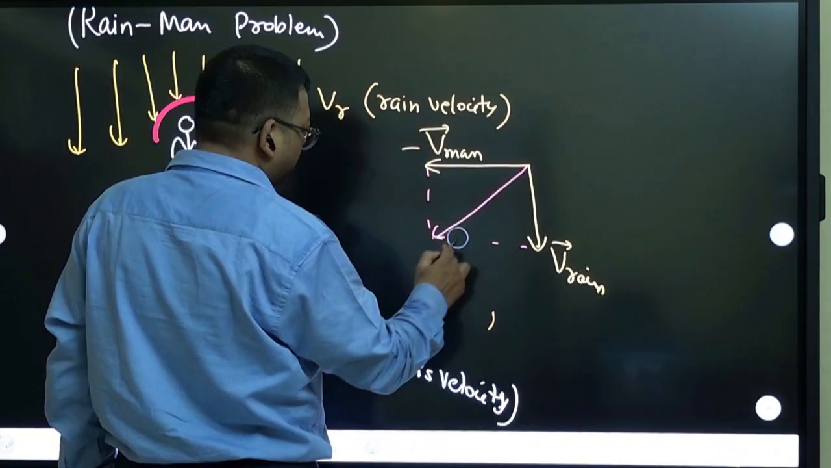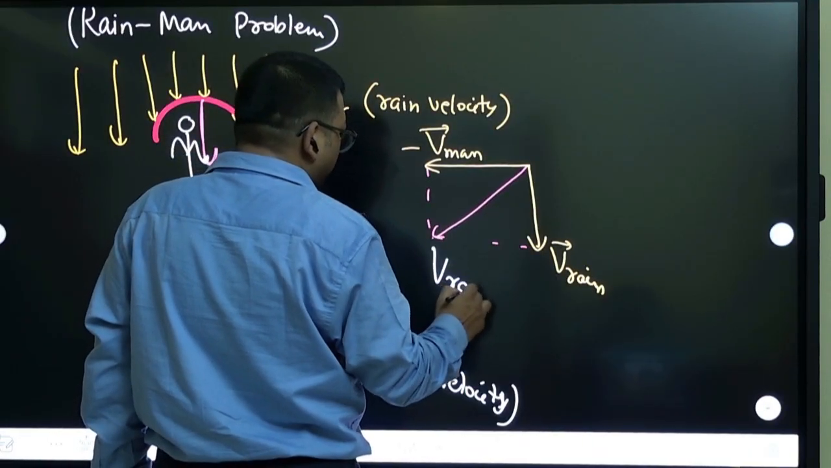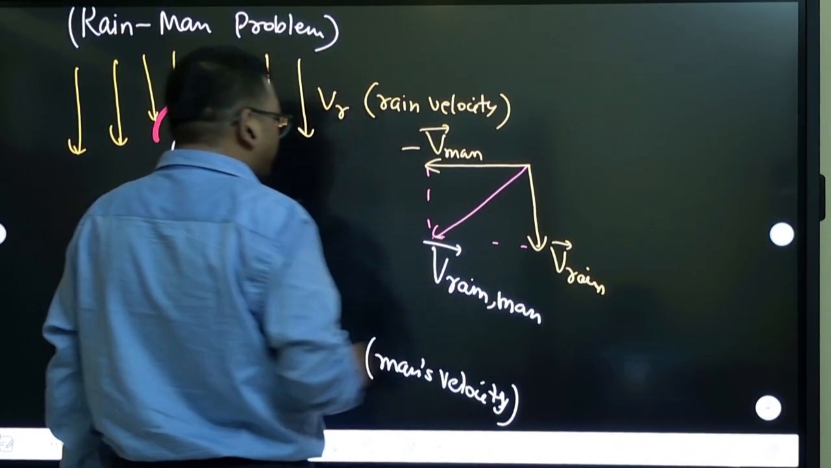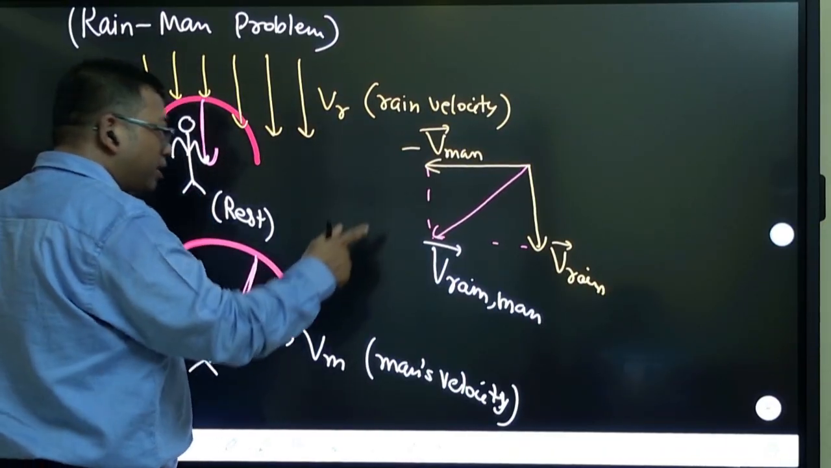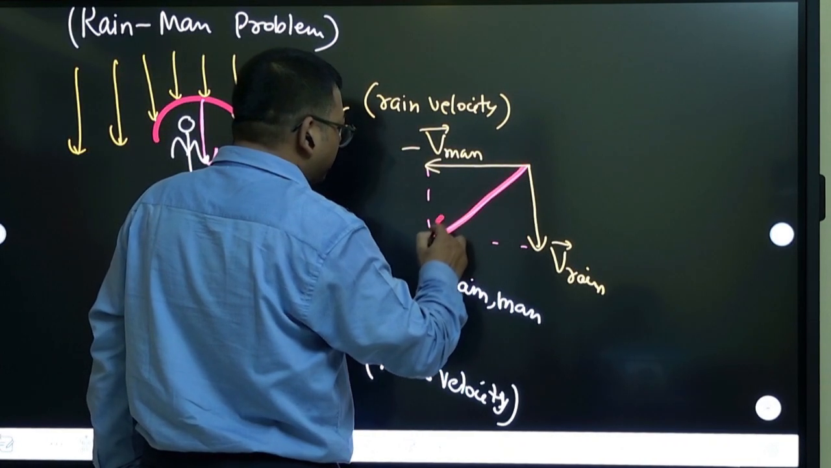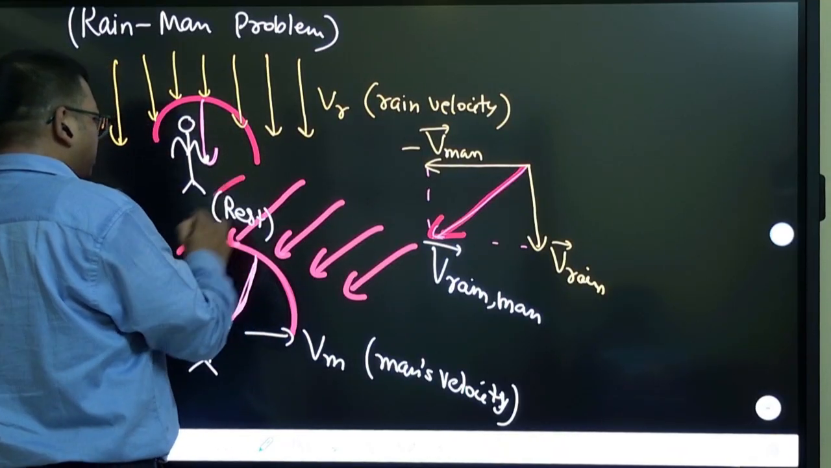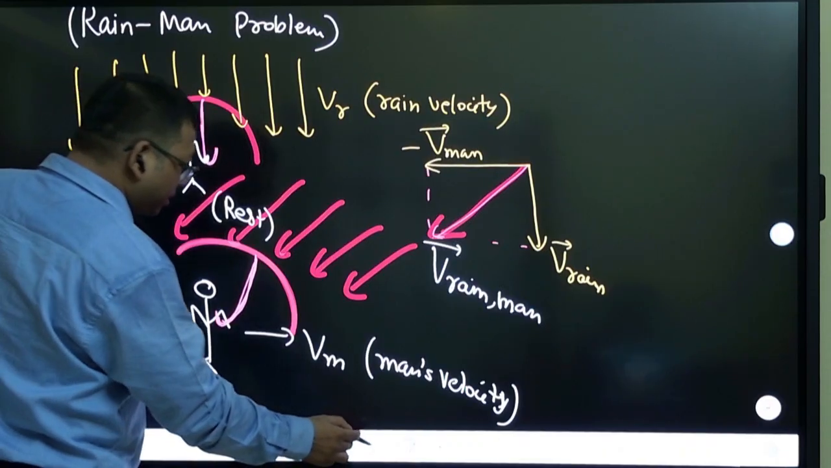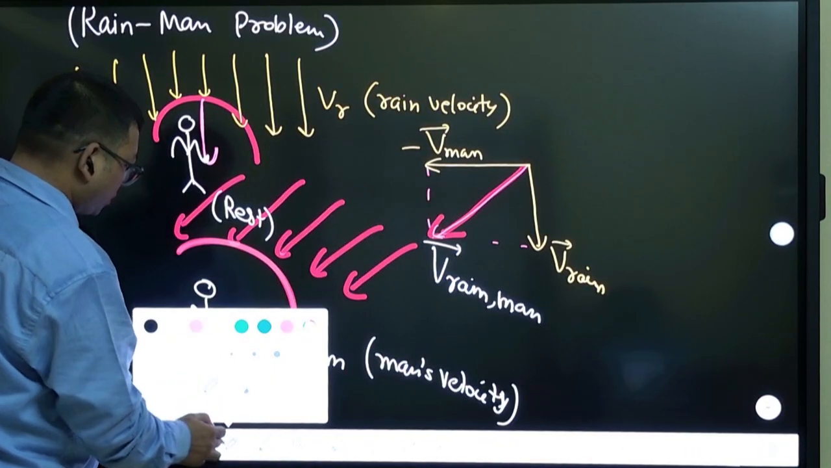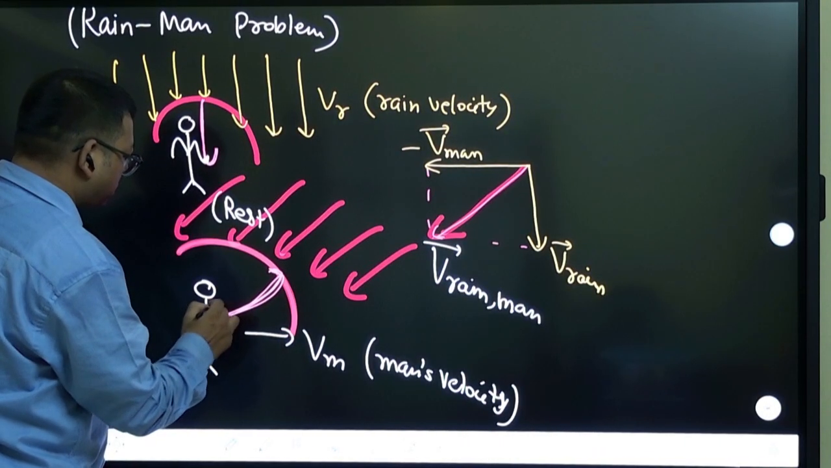Okay, this resultant is the velocity of rain with respect to man, velocity of rain comma man. So this person has to keep the umbrella in that direction, because he is seeing the rain coming in this direction. So he has to keep his umbrella, he needs to hold the umbrella in this direction only.